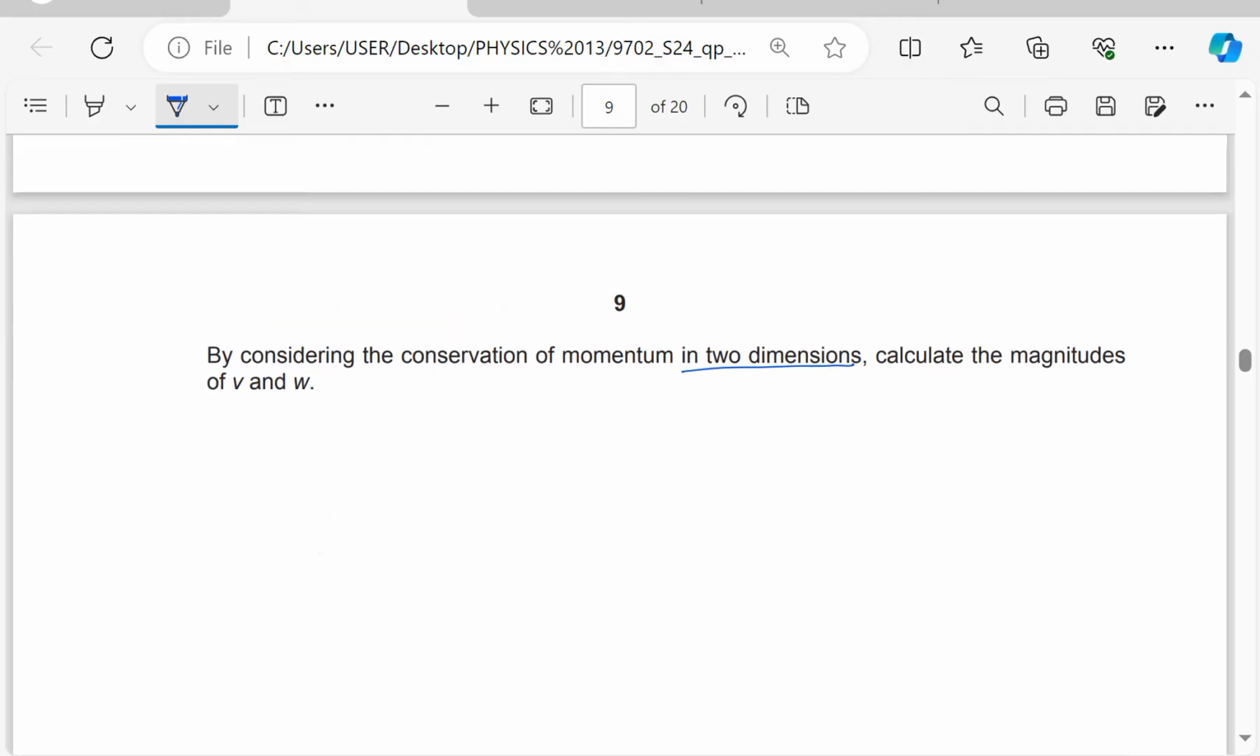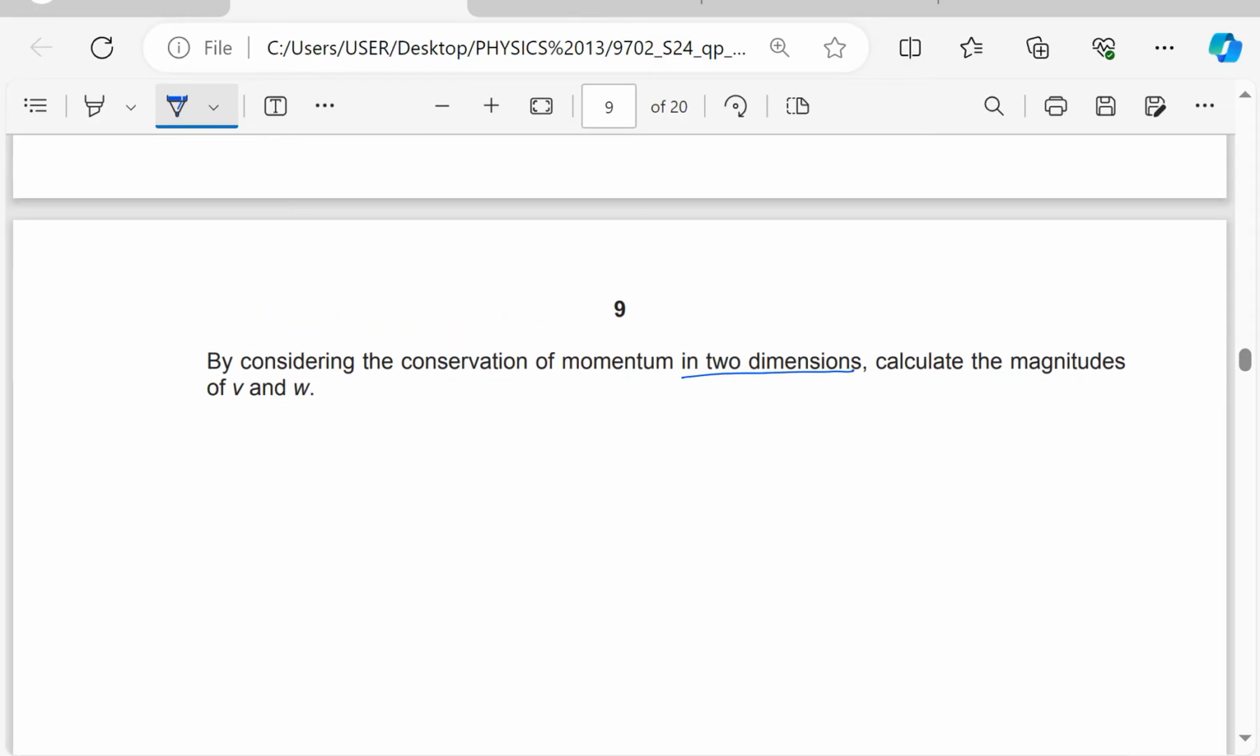Okay, so let me start with horizontal, or along the direction of motion. So I'll say along the initial direction of motion initially.